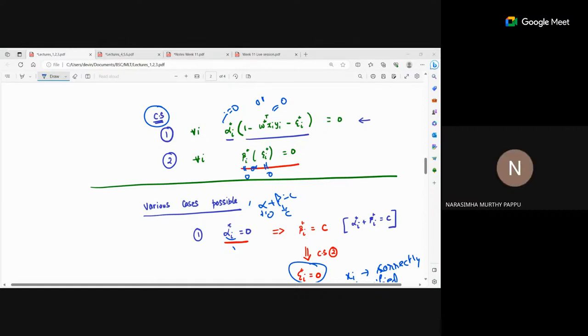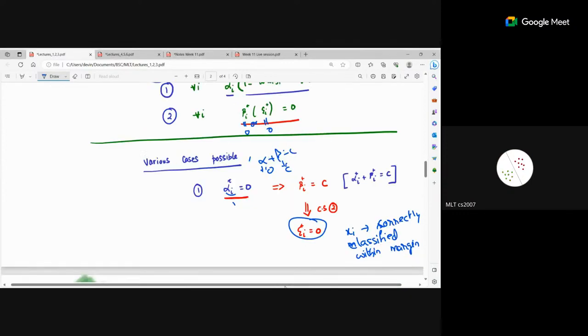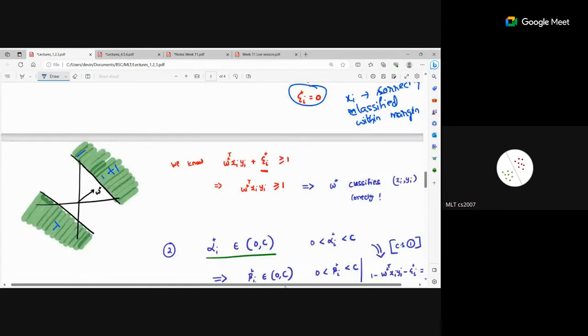Are there any specific conditions under which it will become zero? Is there any meaning to that? Yeah, there is a meaning to that. We'll come across it. Okay, there's a meaning.